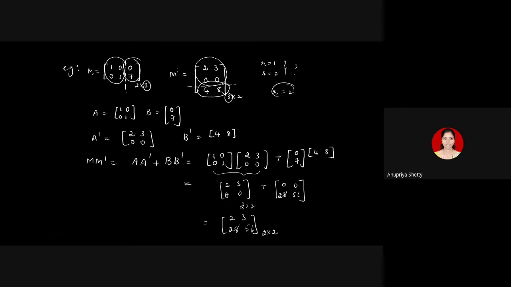Or what you can do is consider the two matrices, 1 0 0 0 1 7, and the next matrix, 2 3 0 0 4 8. We can cross check whether this is right. You use the usual method of multiplication. All of you can try that on your own. Just multiply using the actual method and check the product you get. It should be the same.